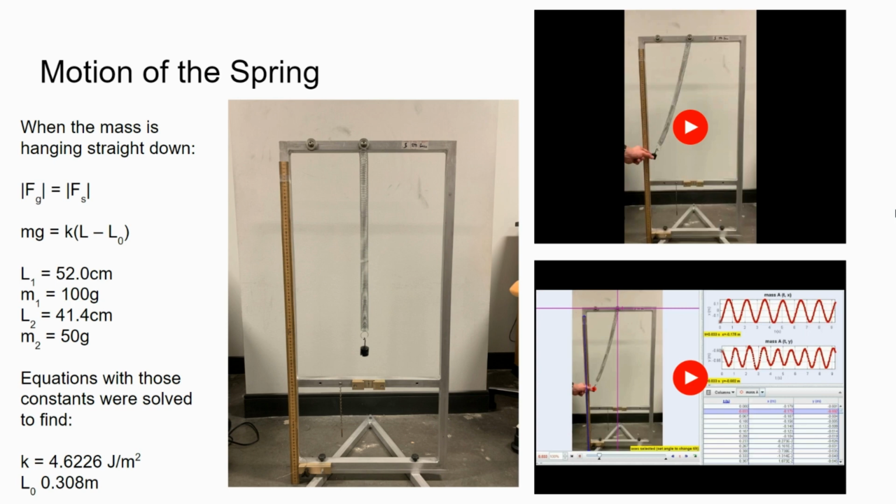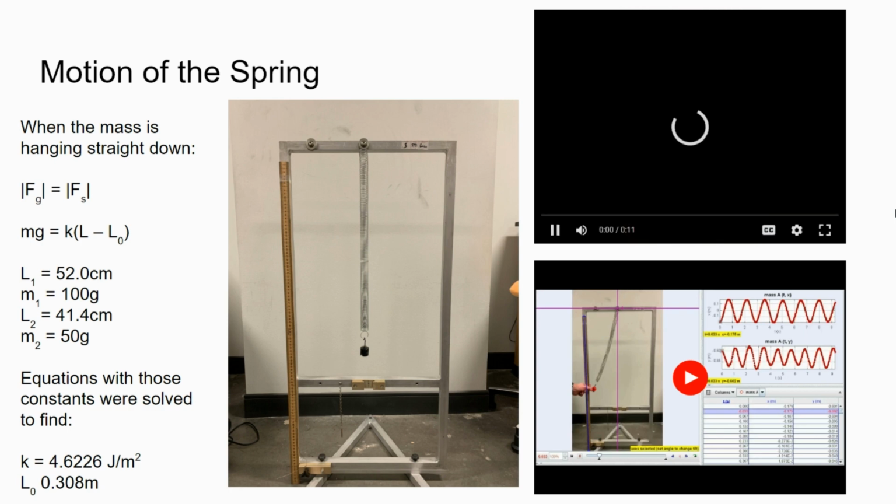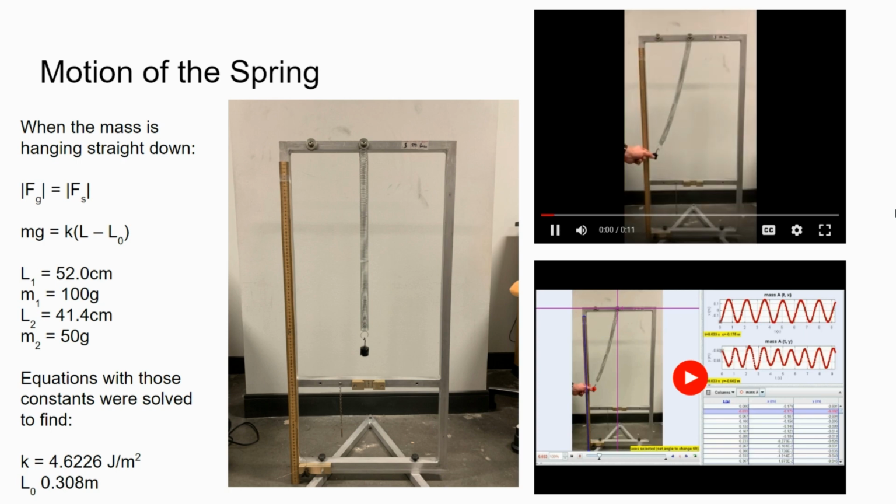Next, the spring was held out to the side of the garment hanger and released. Its motion was recorded for a little over 9 seconds. The video of the motion was put into Tracker, and the position of the mass over time was recorded using Tracker's software, as you can see in this video.